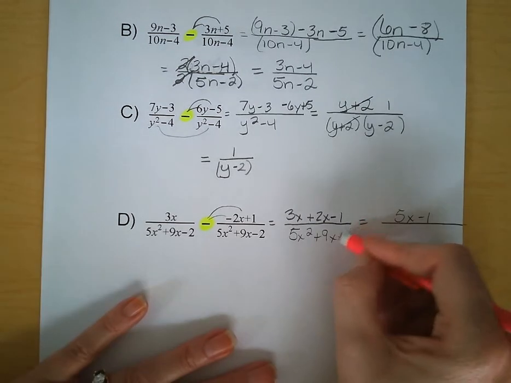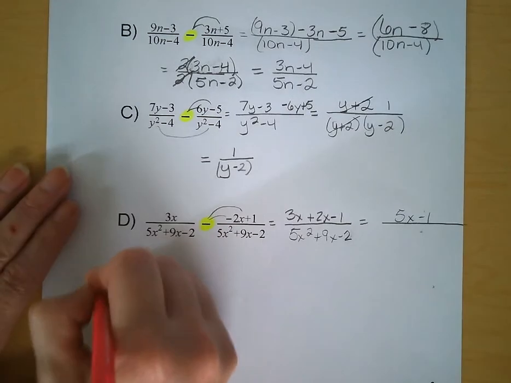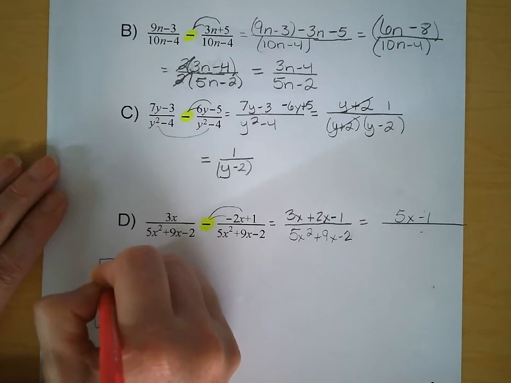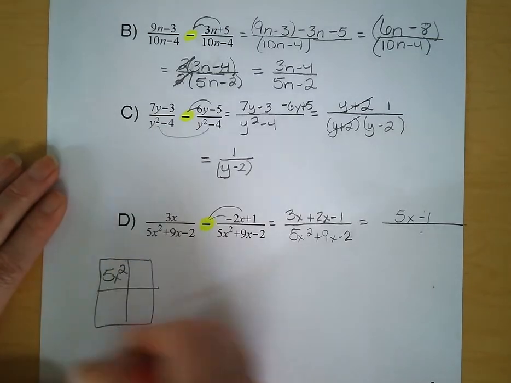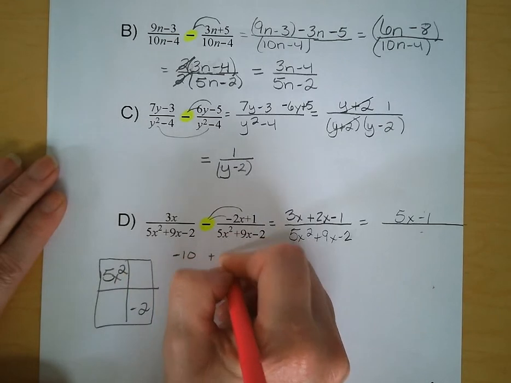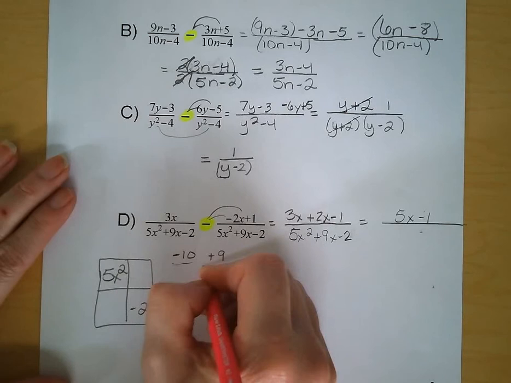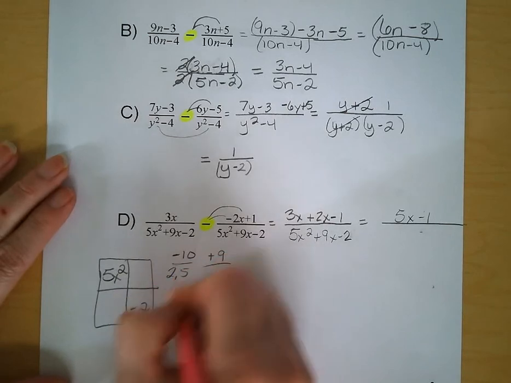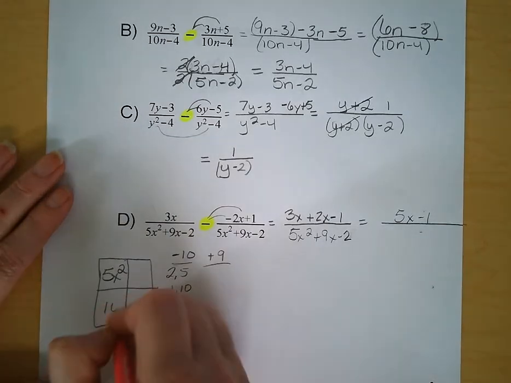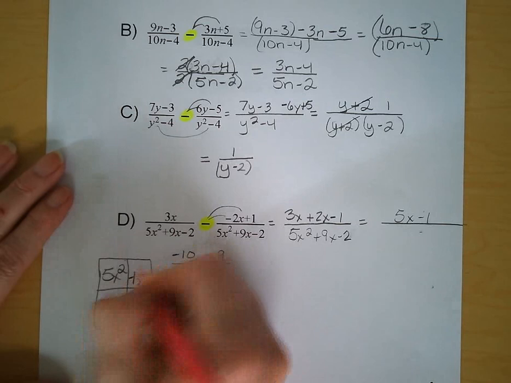And we can factor the denominator. And in order to do that, we're going to need to use the box method. So we're looking for factors that multiply to negative 10 and add up to a positive 9. We've got a positive 10, and we've got a negative 1x.